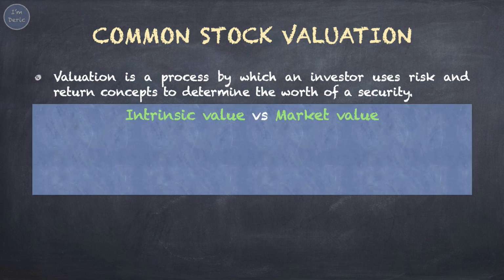Such real value is called intrinsic value, whereas the market value is determined by the demand and supply of common stock in the market. In making an investment decision, the investor would decide if a stock is undervalued or overvalued by comparing the current market price of the stock to its intrinsic value.